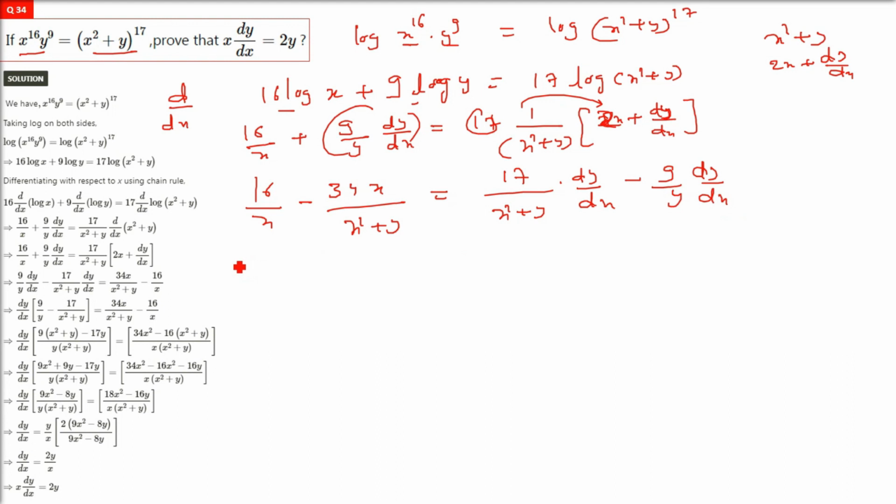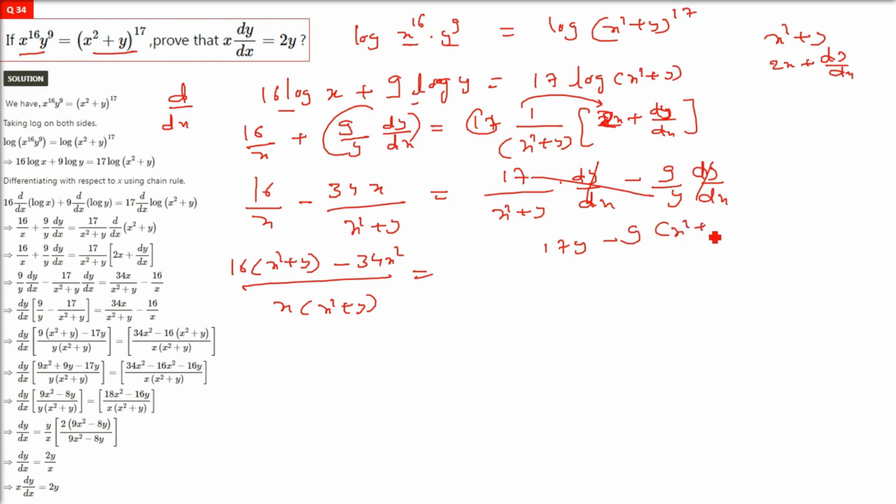So let us solve this. 16 into x square plus y minus 34 into x square divided by x into x square plus y. On the right it will be dy by dx. Let us take it common. I am taking it common. Okay, 17 into y minus 9 into x square plus y and divided by y into x square plus y. So dy by dx we have already taken common. So what do we get?